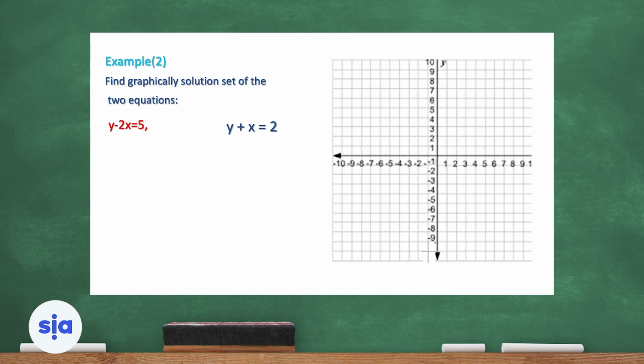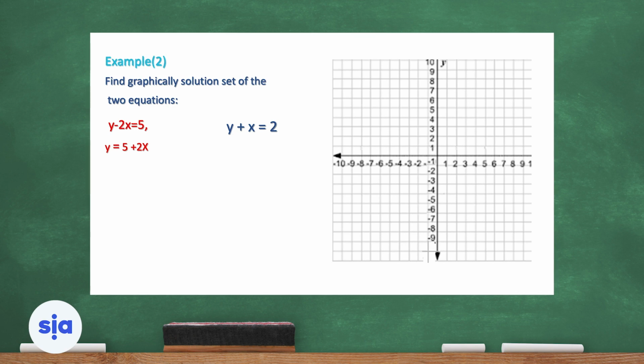The question is asking you to find the solution set of these two equations, again graphically. The first equation is y minus 2x equals 5, and the second equation is y plus x equals 2. Then, let's start with the first equation. The first equation was y minus 2x equals 5. I solve for y, so I move the 2x to the other side. So the equation becomes y equals 5 plus 2x.